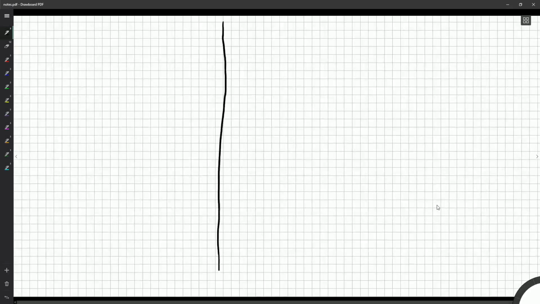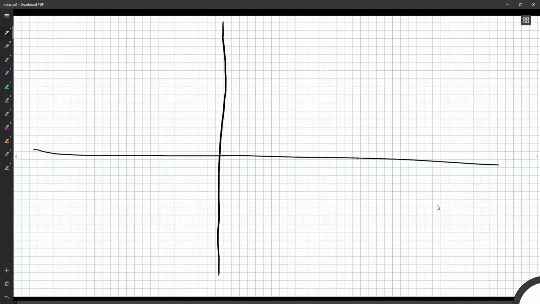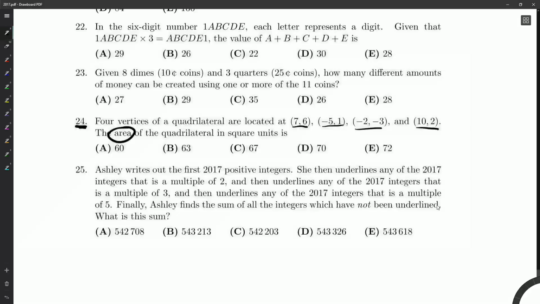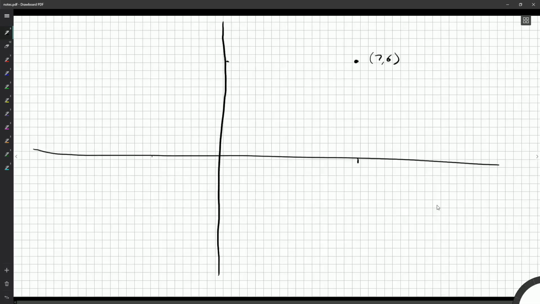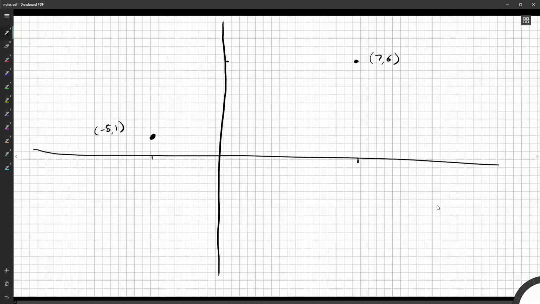Let's just draw a grid, the XY axes, and plot the points. So, what have we got? (7, 6). Maybe we'll put 7 about here and 6 up, not quite as high. First number is how far over to the right, second number is how far up. (-5, 1), so that might be somewhere back here. (-2, -3). And finally (10, 2), so a little further out.